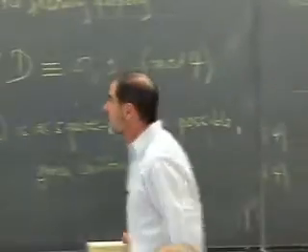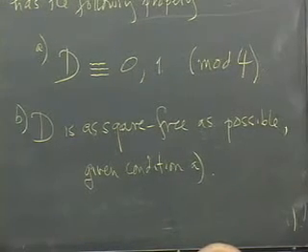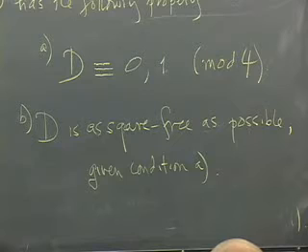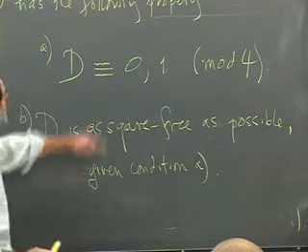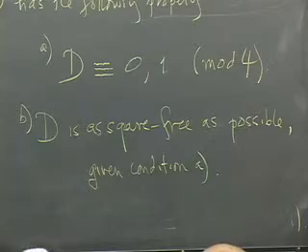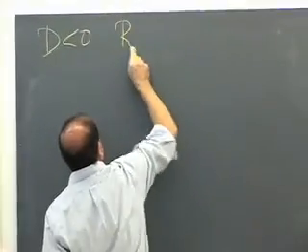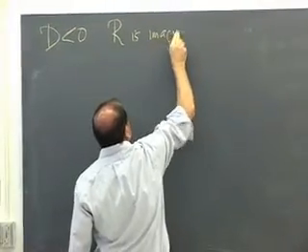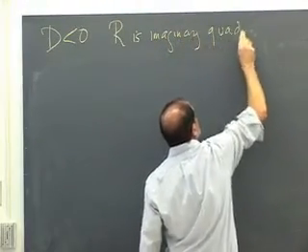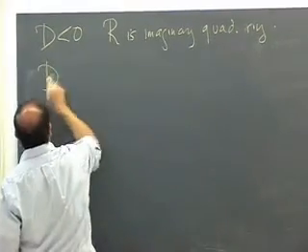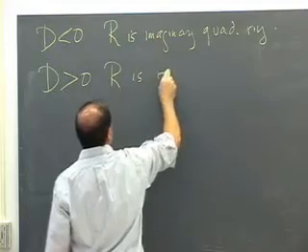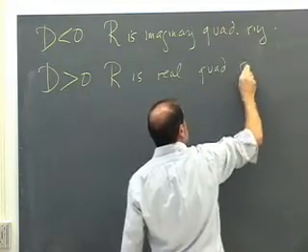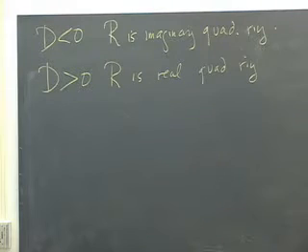So I'll give you the examples. It's very easy to just go through the numbers, which are 0 and 1 mod 4, and see the ones that are as square free as possible given this condition A. So if D is less than 0, you say R is an imaginary quadratic ring. And if D is bigger than 0, you say R is a real quadratic ring. And the reason imaginary and real come in is if you're taking the square root of a positive number, then you can do it in the real numbers. And if you're taking the square root of a negative number, you have to use the imaginary numbers.